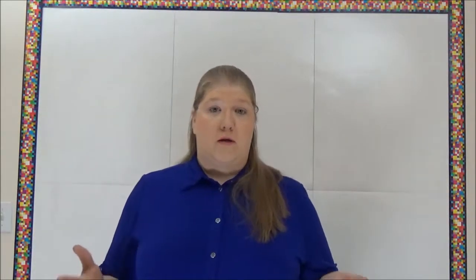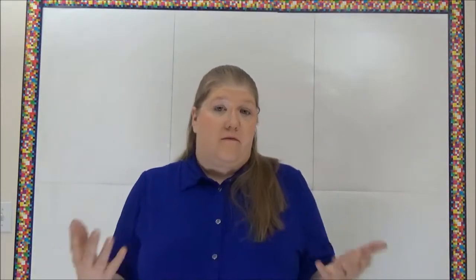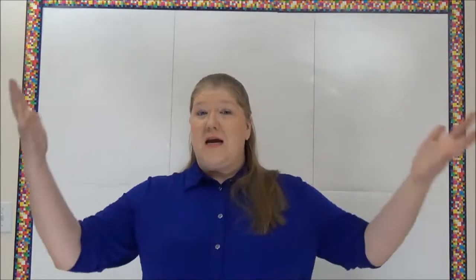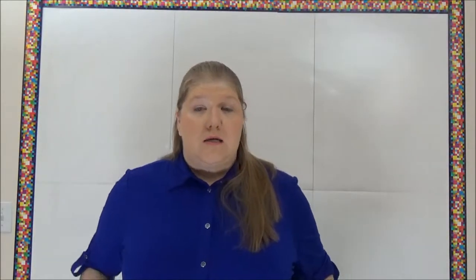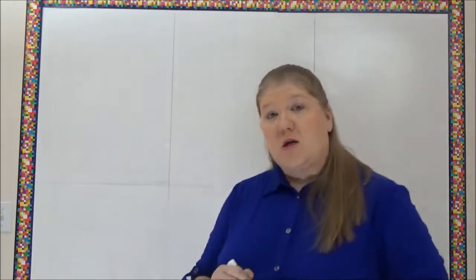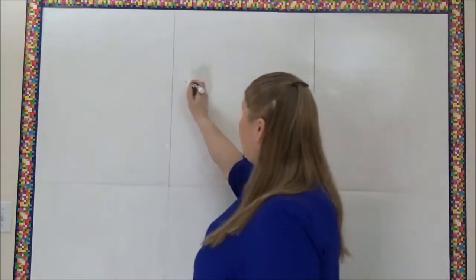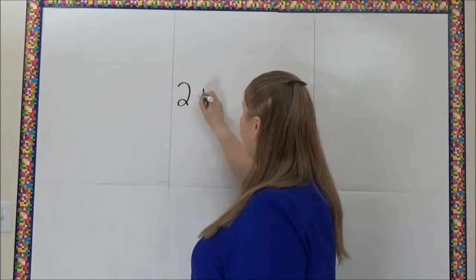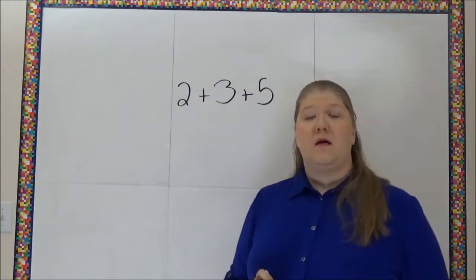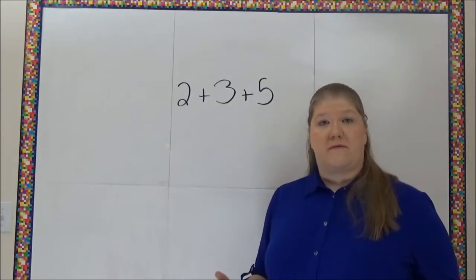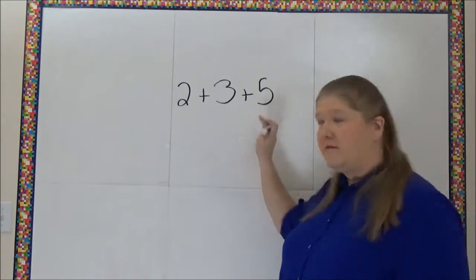But what if you have more than two numbers? What if you have a string of 3 numbers, or 4 numbers, or a million numbers? Well, the commutative property still applies. So let's see how this works, okay? We're going to start with addition. I'm going to have 2 plus 3 plus 5. So 2 plus 3 equals 5, plus another 5 is going to give us 10.